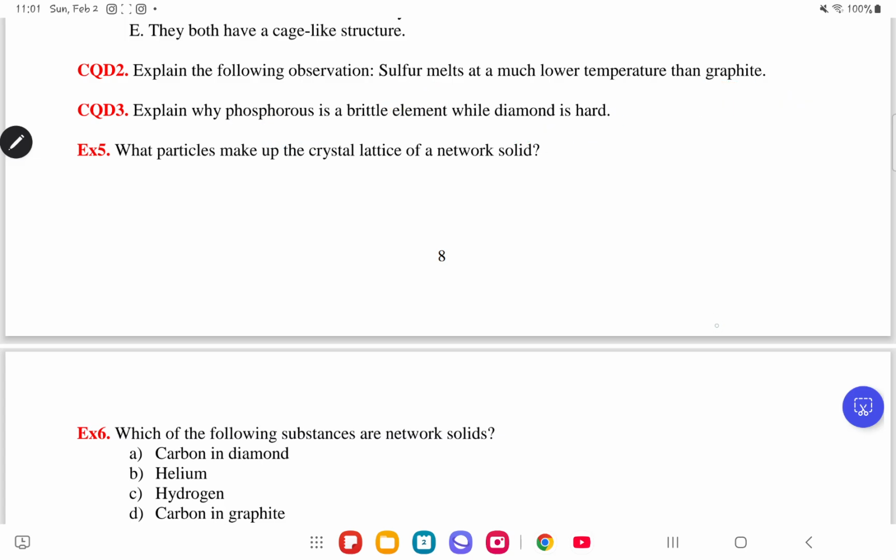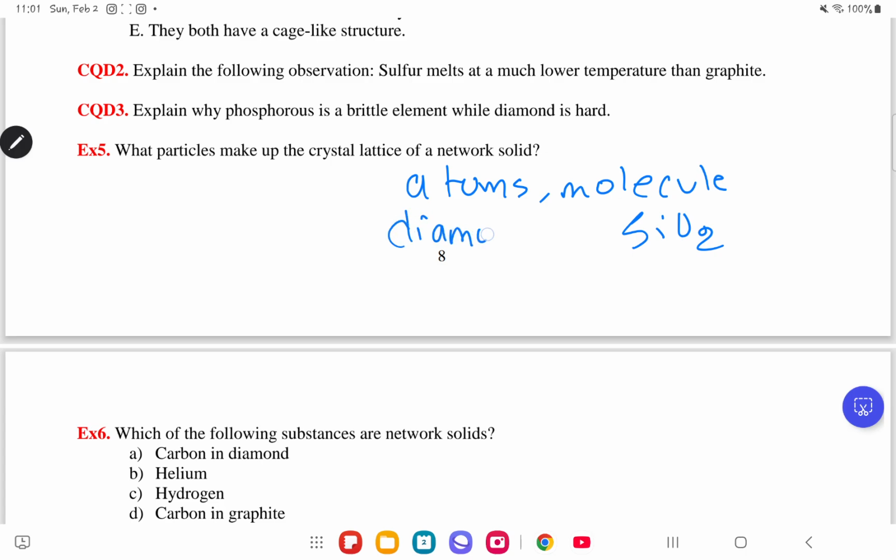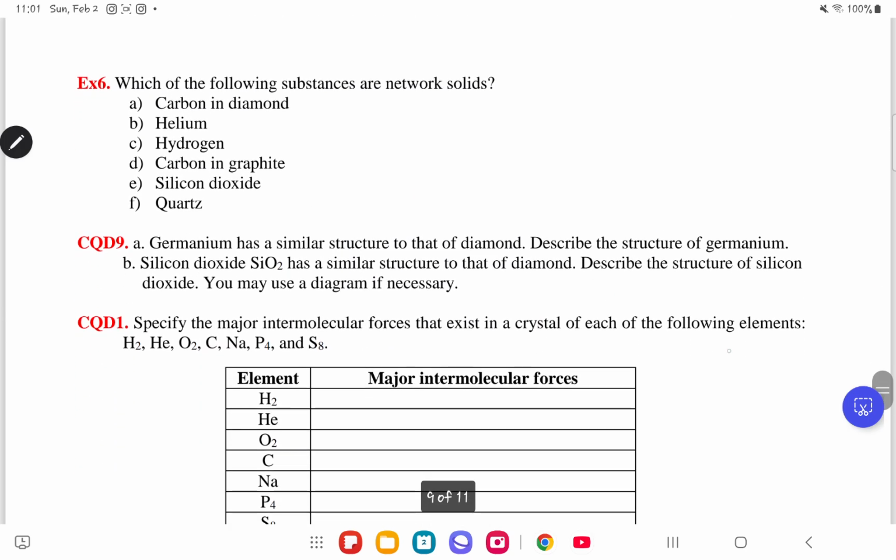Now, what particles make up the crystal lattice of a molecular solid? Okay, you have two types of particles. They're either atoms, so a bunch of atoms, or molecules. So for example, SiO2, this is a molecule. And then you have diamond, which is made entirely out of atoms. So that's pretty much it for exercise 5. Moving on to exercise number 6. Which of the following substances are network solids? First thing we have carbon and diamond, not helium, not hydrogen, carbon and graphite, silicon dioxide, and quartz.